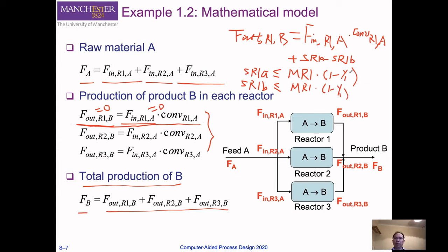We can also combine them as SR1A plus SR1B is less than or equal to MR1 times 1 minus Y1. Similarly, you can introduce slack variables for the equation for R2 and for the equation for R3. Both of them are correct.